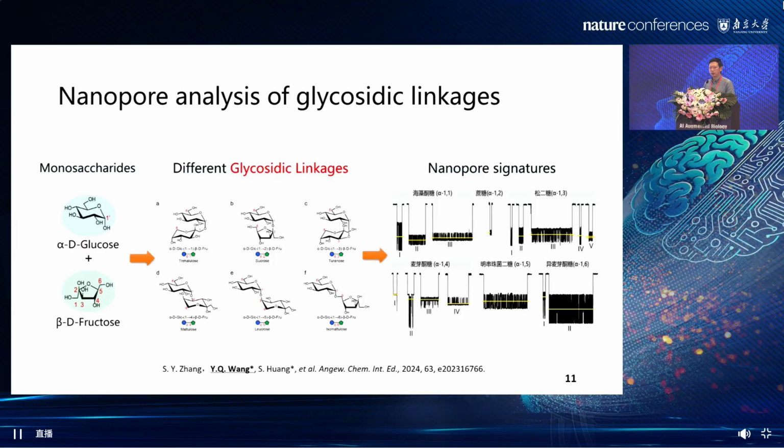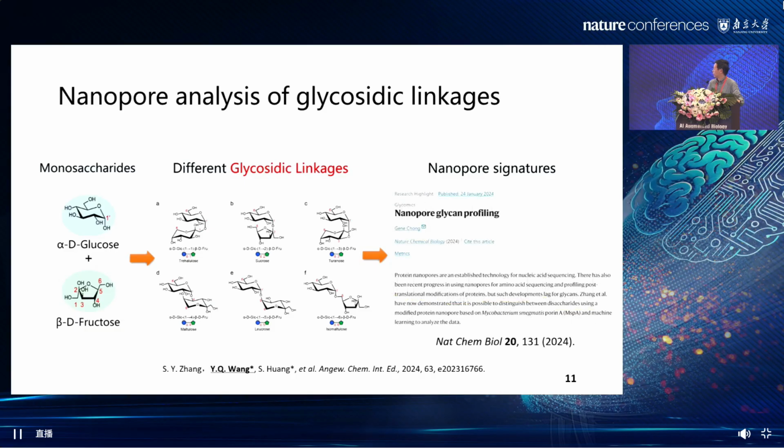Eventually, we have a secondary question. The glycan can be complicated because different monosaccharides can be linked in different ways, which generates a lot of isomers. But this pore is very sensitive to this kind of isomerization, so we can actually discriminate all of them. When this paper was published, Nature Chemical Biology wrote a research highlight describing this technique, nanopore glycan profiling. We were really proud to be the first of its kind and to help the nanopore field get more attention on nanopore glycan sequencing or nanopore glycan analysis.